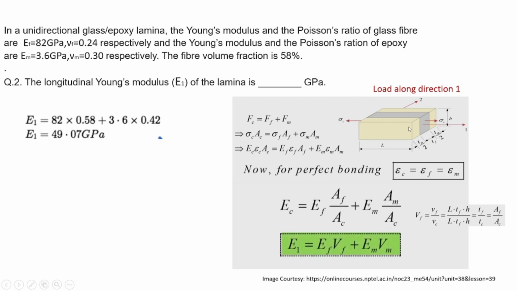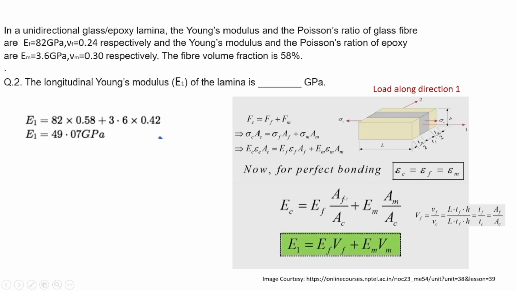Because of that, we can say that the strain of the total composite will be the same as the strain of the fiber and the strain of the matrix. By taking this assumption and removing the strain term from this equation, we can get the final equation of Young's modulus in terms of the Young's modulus of the fiber, the fiber volume fraction, and the Young's modulus of the matrix.